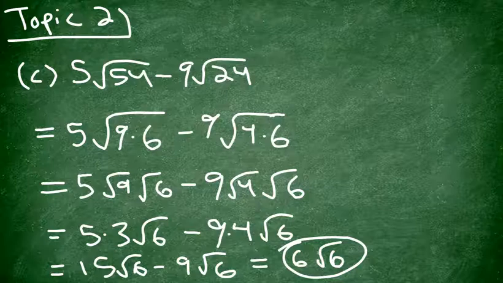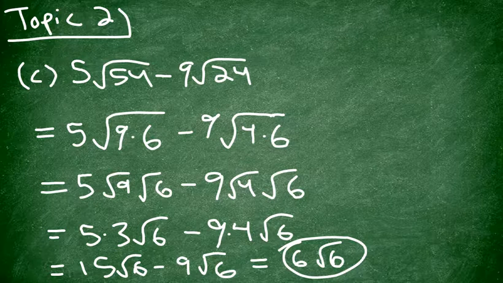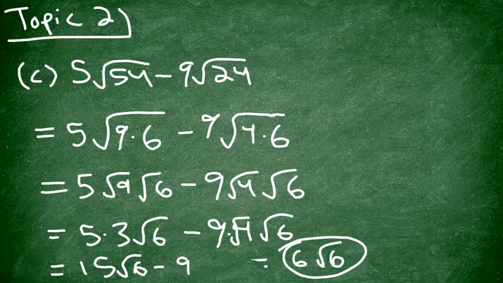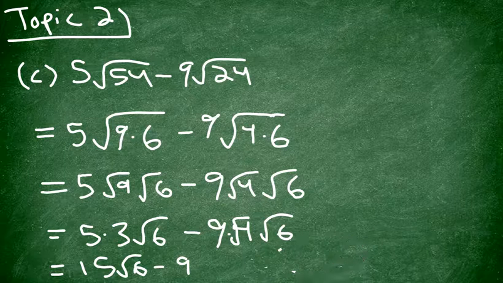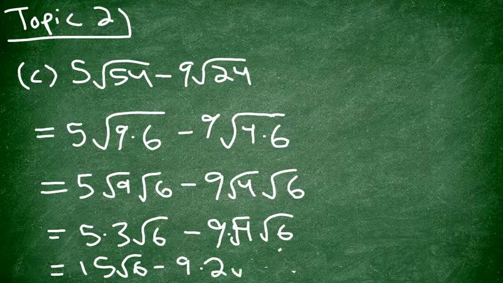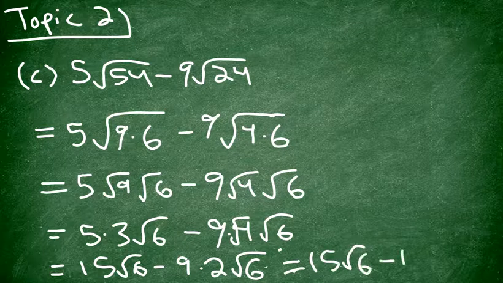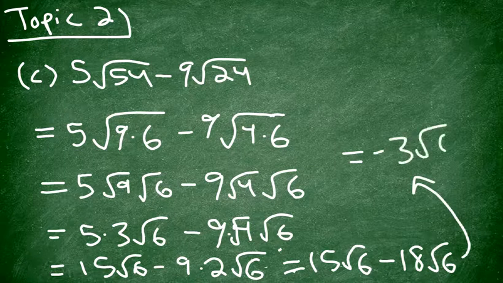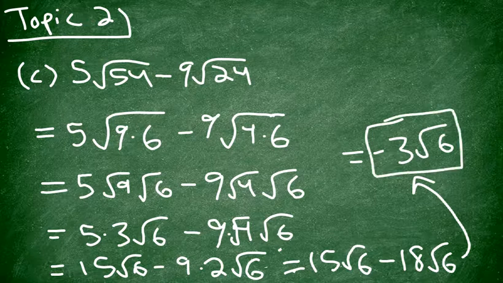And actually I made an error here. You probably noticed it right away. This should be a square root of 4, so let's just update this a little bit. We have 9 times 2, square root of 4, times square root of 6, right? So we actually have 15 square roots of 6, take away 18 of them, which would equal negative 3 square root of 6. There we go, okay? So there is topic 2, problem C for you.